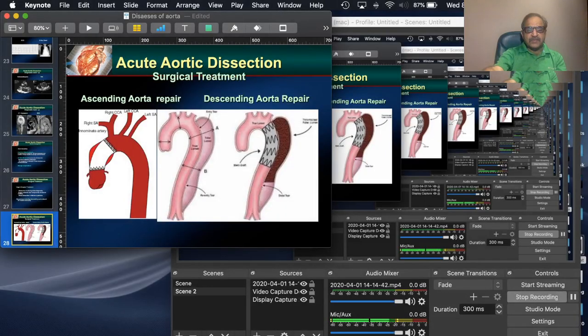So this was all about aortic disease, the aneurysms and dissections. And then we are left with the last lecture of this series, and we'll discuss the tumors of the heart.